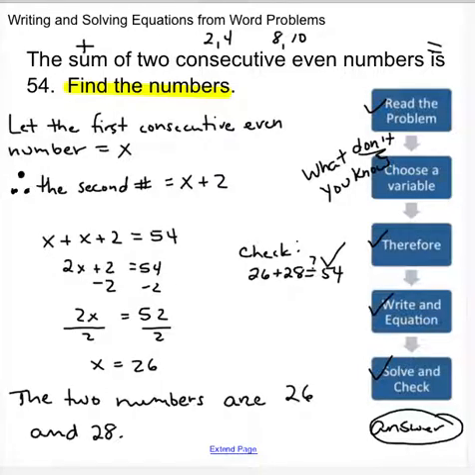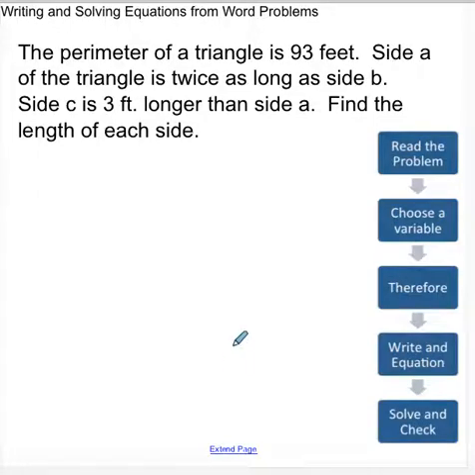Let's take a look at another example. I'm going to encourage you to give this one a try before you watch the rest of the video to see how I solve it. Okay, so I'm going to read the problem first. Hopefully you've given this a stab.